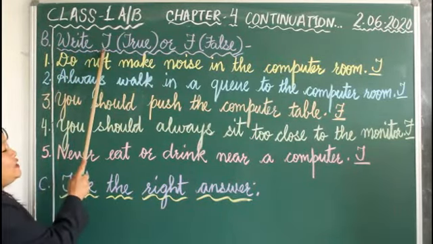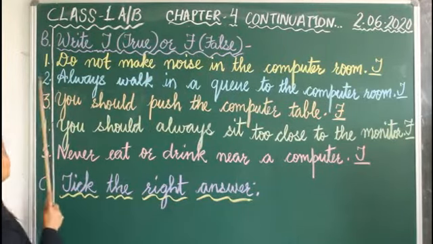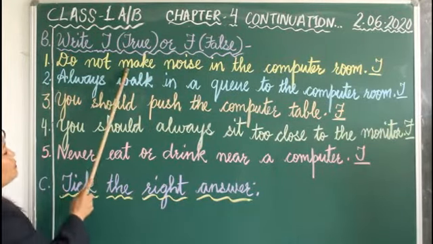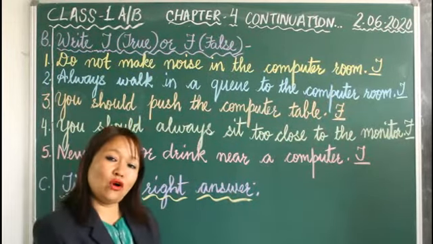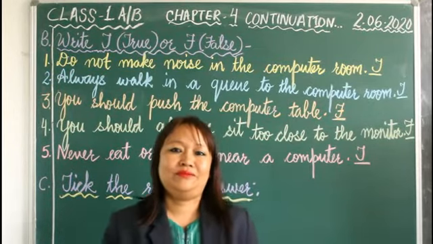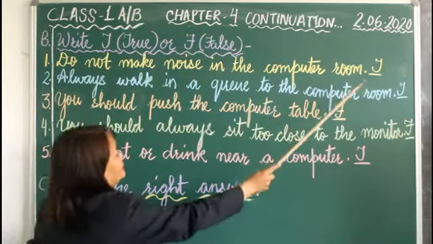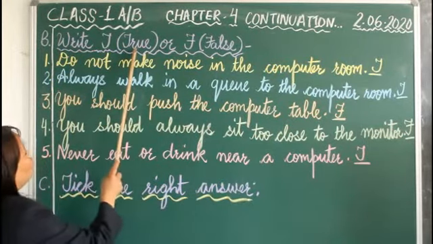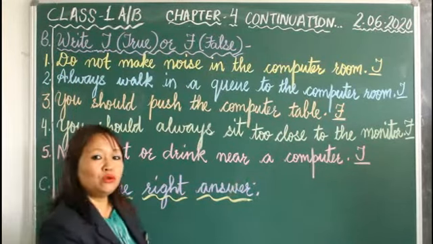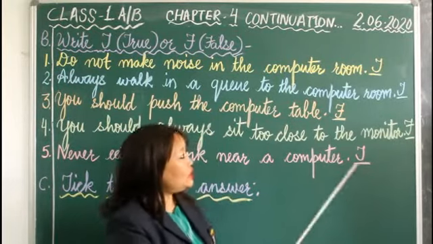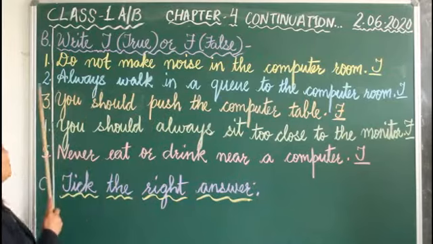Write T for true or F for false. Number 1, do not make noise in the computer room. Do you make noise in the computer room? No. Yes or no? So your answer is T. That means true. We should not make noise in the computer room. And write down T. Okay?